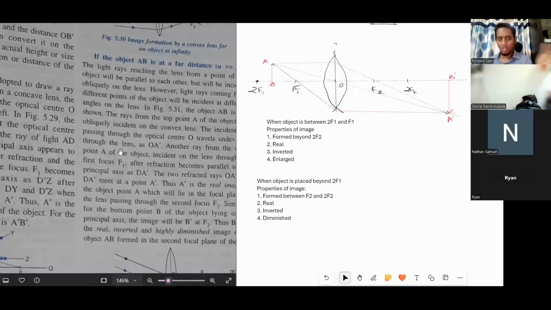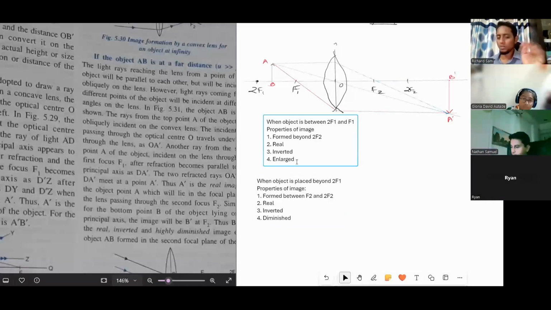Now when you go through all the 6 different diagrams, you will notice something. We are starting where the object is at infinity, and now the object is getting closer to the lens, right? What happens to the image at the same time? As the object is getting closer to the lens, the image will go farther away from the lens. So in the first diagram where the object is at infinity, where is the image going to be formed?